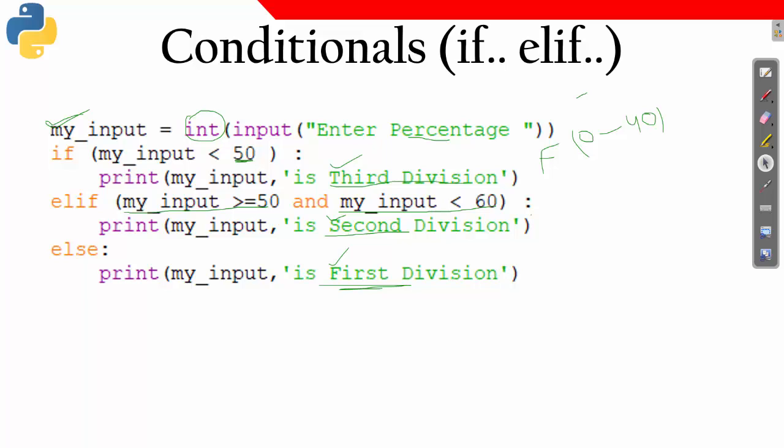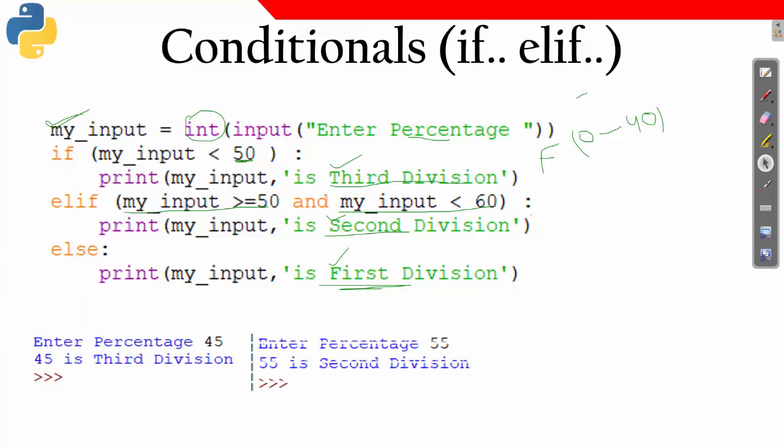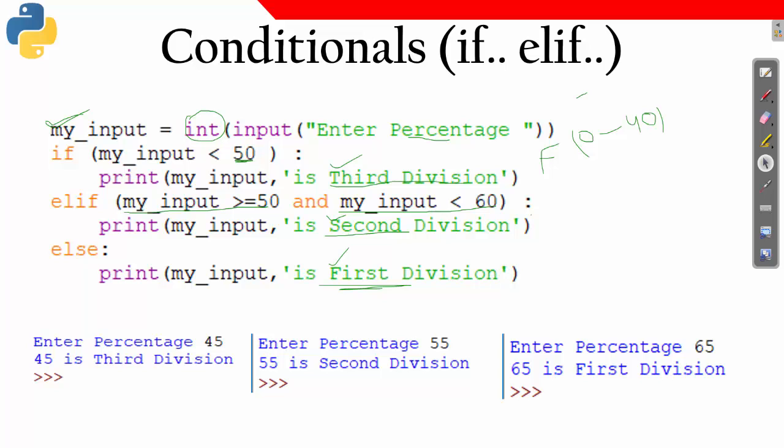If you want to write some code for fail also, you can put such a condition, like for 45, if the percentage is 45, then it is third division. If the percentage is 55, it is second division. And if the percentage is 65, it is first division. Like that we can print. Okay.